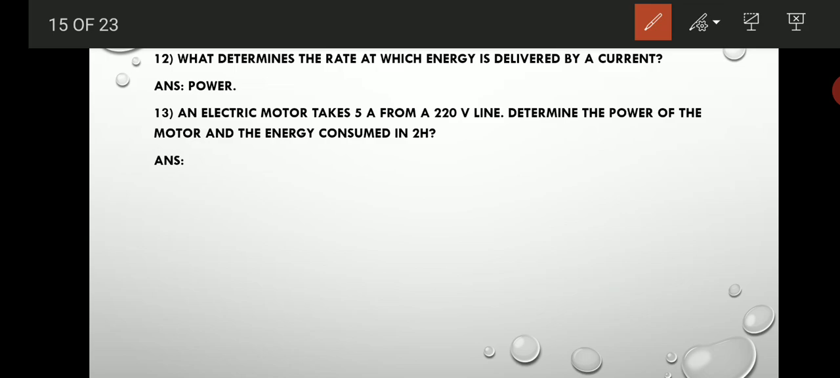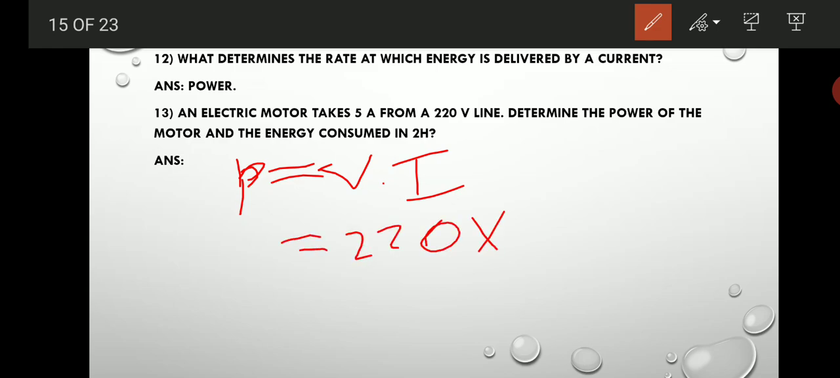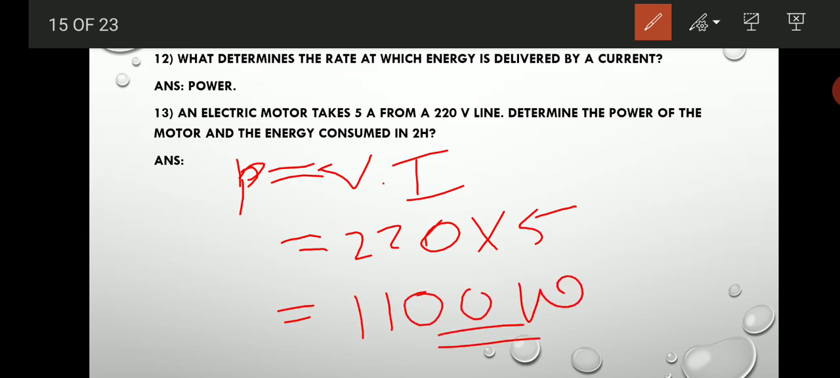How do we calculate the power? It is the product of V and I. So V is 220 and the current is 5 ampere. So it is 1100 watt. So write the unit.